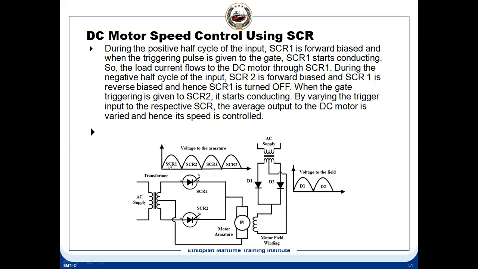If the firing angle alpha is very small, the output voltage is more. If the firing angle alpha is very high, the output voltage is less. Firing angle means from where it starts firing. So a higher firing angle means less voltage, and a small firing angle means more voltage. You can vary the output voltage by varying the firing angle of these thyristors. So basically you are varying the armature voltage and you can control the speed.